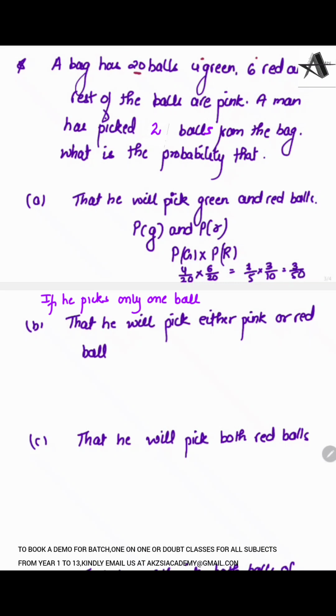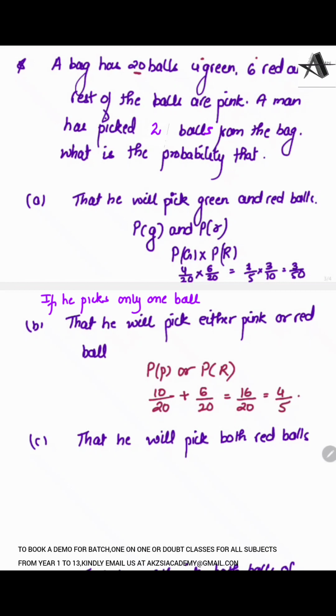Moving on to the second one, that he will pick either a pink or a red ball. Now there is "or". If you get confused, the best way is to write it down in a sentence, which would give you a better clarification of how to solve it. So he will pick either pink or red, that means probability of picking pink or probability of picking red. Probability of picking pink is 10 out of 20, and "or" means add them up. Probability of picking red is 6 out of 20. The answer is 16 over 20. If you simplify it, it gives you 4 over 5.